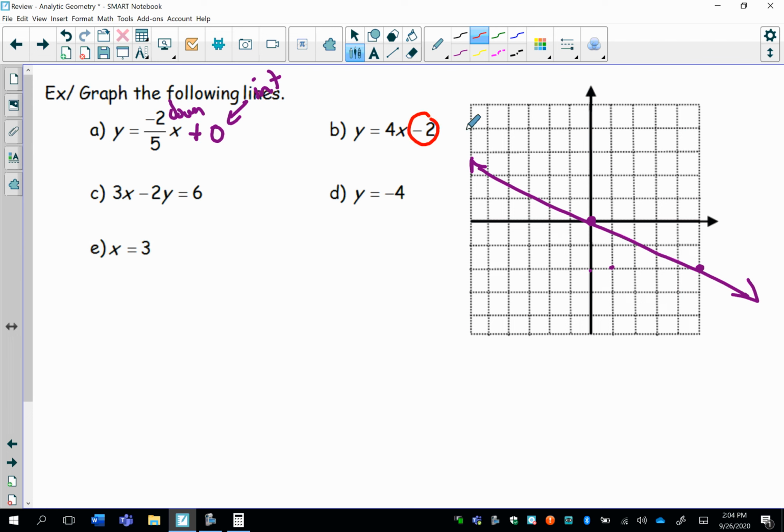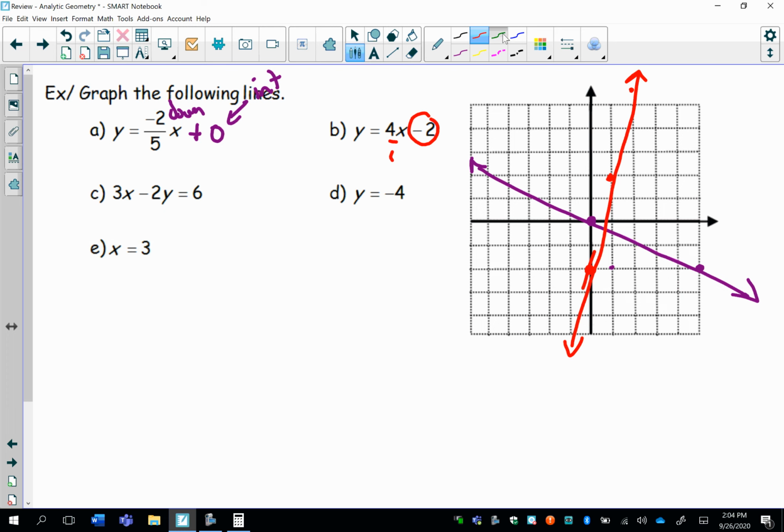Next one's nice. Slope intercept form still. There's our y-intercept. This time we're going to go up 4 and over 1. 1, 2, 3, 4, over 1. Up 1, 2, 3, 4, over 1. Doesn't quite fit the graph, but we can get pretty close. Ooh, that's a little crooked. Yeah, they should be straight lines, as we know.